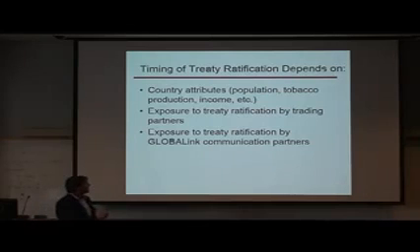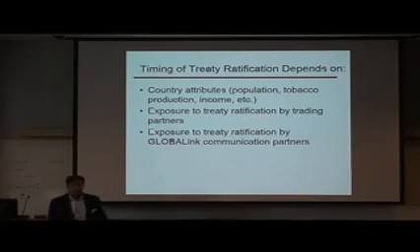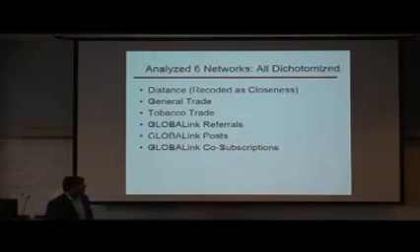Is it country attributes, their population, their size, tobacco production, and so on? Or is it exposure to treaty ratifications by other countries that they trade with, or that they have other kinds of interactions with, and whether or not they're exposed to treaty ratifications by their global link communication partners? Make sense? Yep, good. So I had all of these different networks.